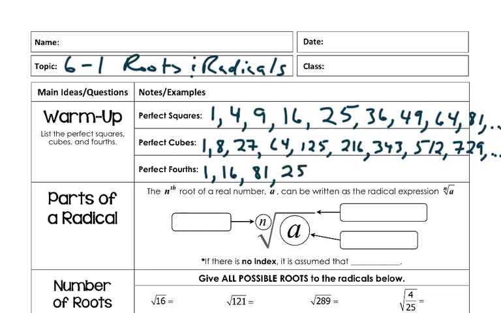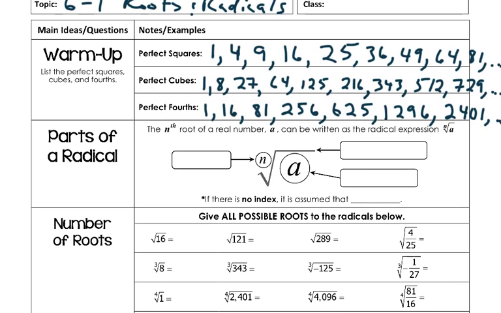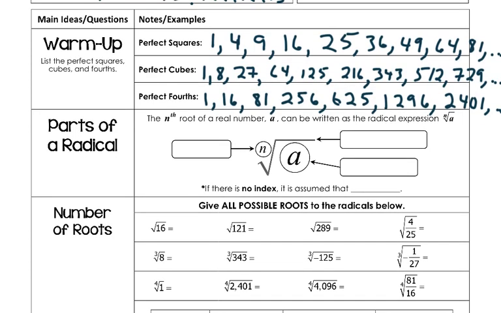It's a perfect fourth. 5 to the 4th power is 625. 6 to the 4th power is 1,296, increasing much faster. 7 to the 4th power is 2,401. All right, so on and so forth. Okay, so we've written down our perfect squares, our perfect cubes, and our perfect fourths, or at least the first few of them. All right, and that's fine.